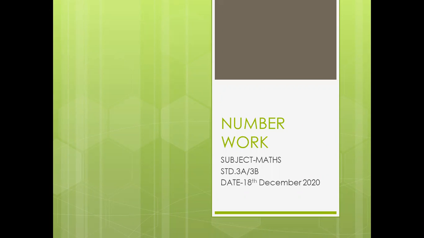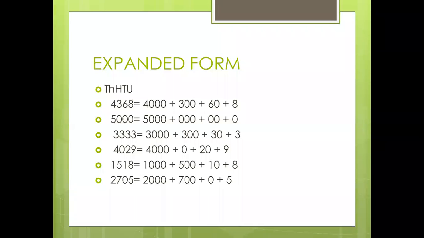I hope you all have completed your homework on number names, writing figures, and missing numbers, what Miss Philomena had taught you. So now let's begin with the next topic for number work. The first topic over here is your expanded form. Here I have arranged the numbers in thousands, hundreds, tens and units. In the last term we had done with 3 digits. So now we are going to do it with 4 digits.